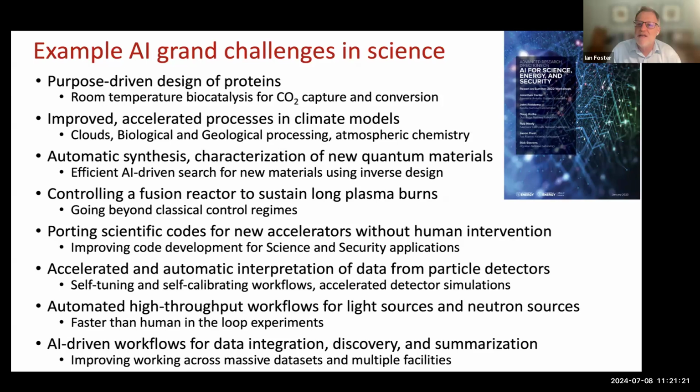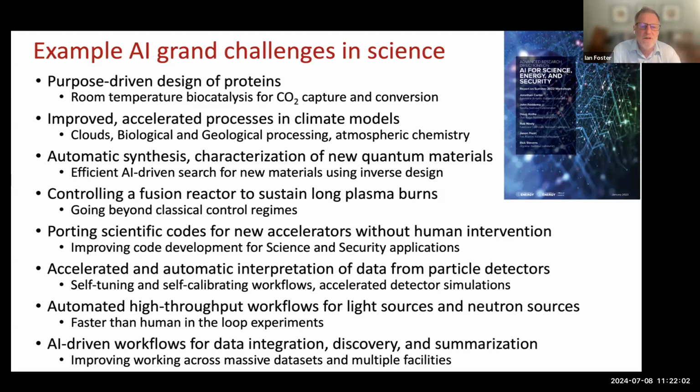So the US Department of Energy ran a series of workshops, this was 2022, so 2 years ago now. And one of the things that came out of that was a set of grand challenges in science. So these are things that people, to first order, don't know how to do, at least not cost effectively. They're not just problems that we'd like to do a bit faster, they're really things that we don't know how to do effectively, and therefore would believe AI methods are needed, or at least would like AI methods to help us solve.